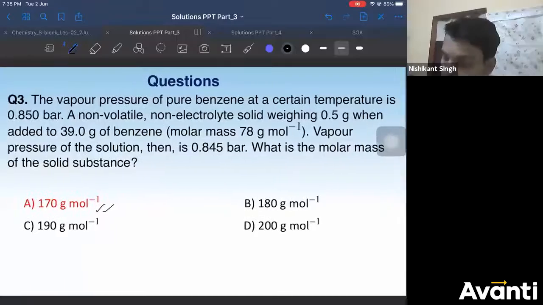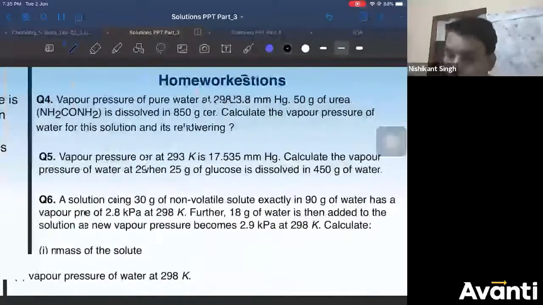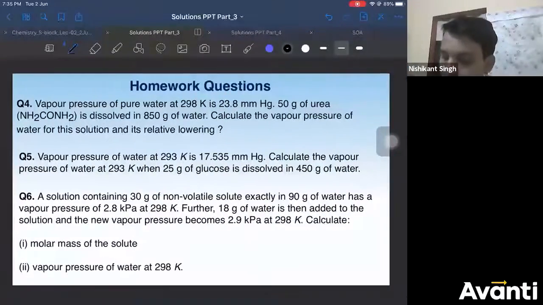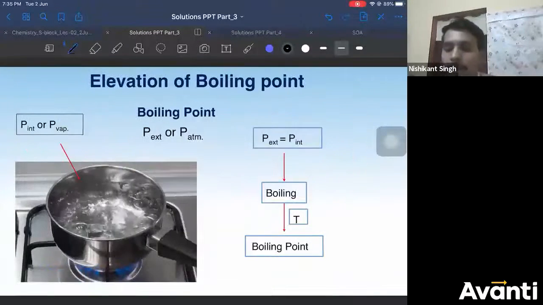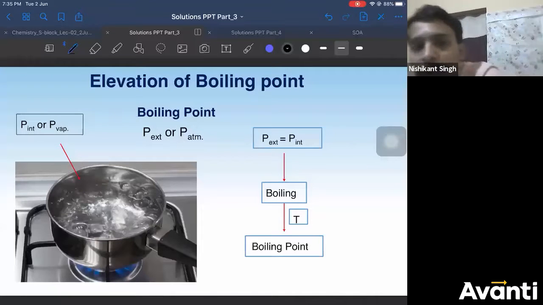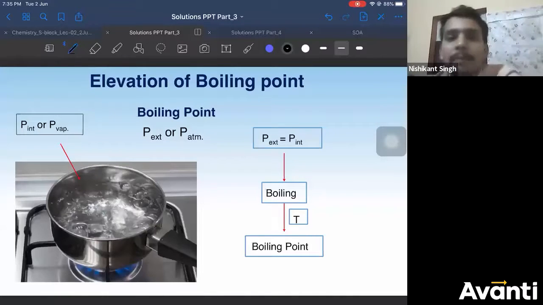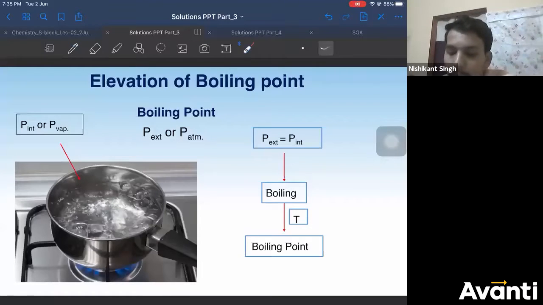That is the homework problems. This will be uploaded today. You can practice the homework problems, right? Yes, so our next concept is the next colligative property. Tarun, check your calculation again. You'll get 170 only. There must be some error you might have made. Okay? Right. So guys, we are starting with elevation in boiling point.